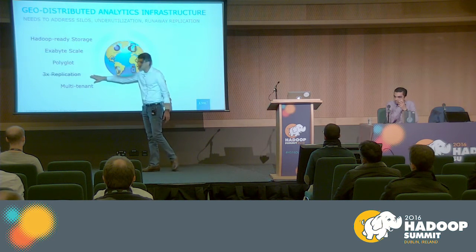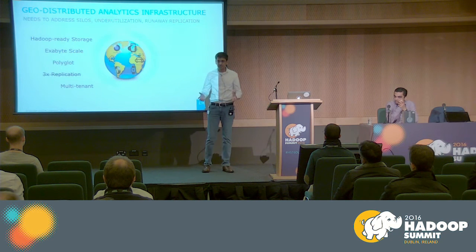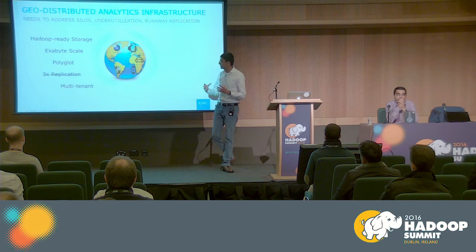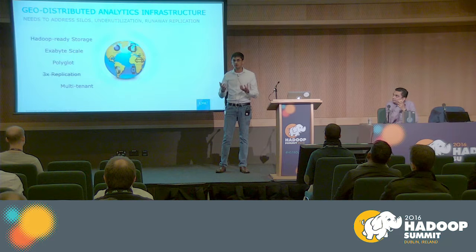And 3x replication across geographies won't do anymore. HDFS did a great job with 3x replication in a single site. Now you move it to 3 sites, it's suddenly 9 copies of the same data, right? It's just not scalable. So you need some smart mechanisms to compress or protect your data in a non-linear fashion.